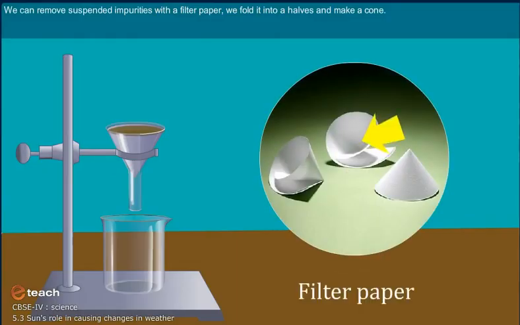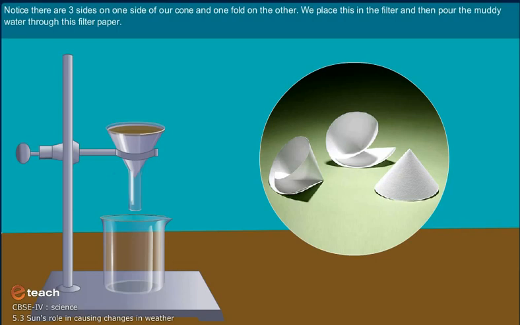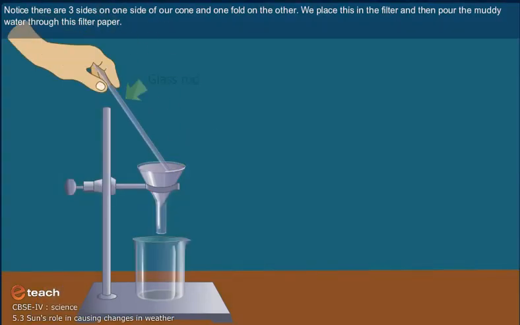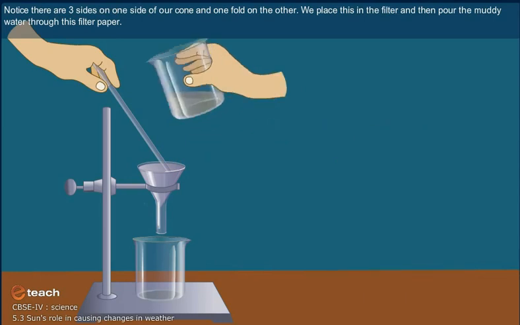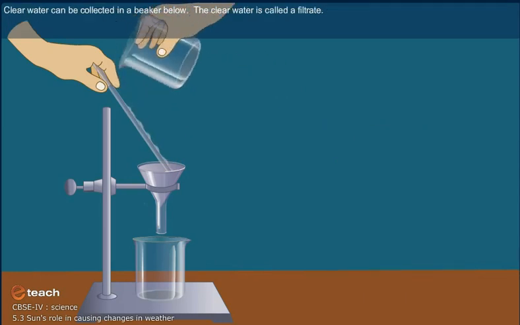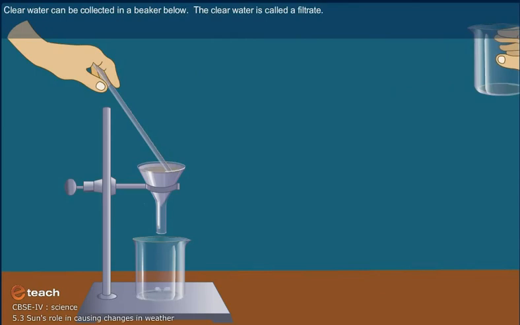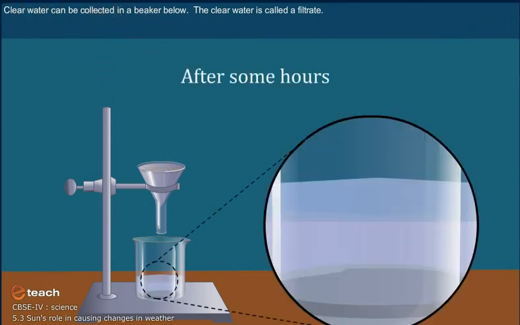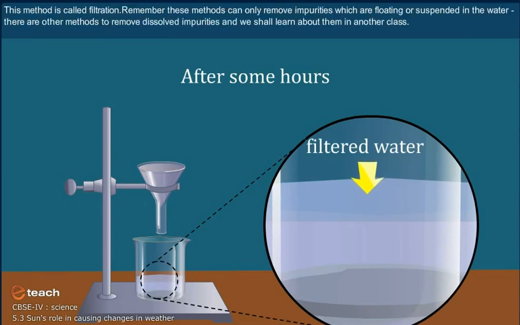We can remove suspended impurities with a filter paper. We fold it in half and make a cone. Notice there are 3 sides on one side of our cone and 1 fold on the other. We place this in the filter and then pour the muddy water through this filter paper. Clear water can be collected in a beaker below. The clear water is called a filtrate. This method is called filtration.